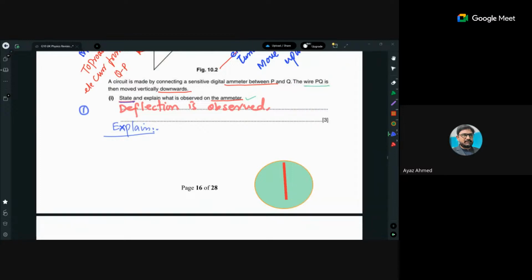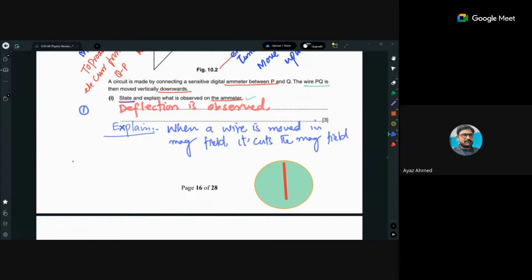एक्सप्लेनेशन में आपने ये लिखना है कि when a wire is moved in magnetic field, it cuts the magnetic field lines. It cuts the magnetic field lines. यही इसका प्रॉपर आंसर है.